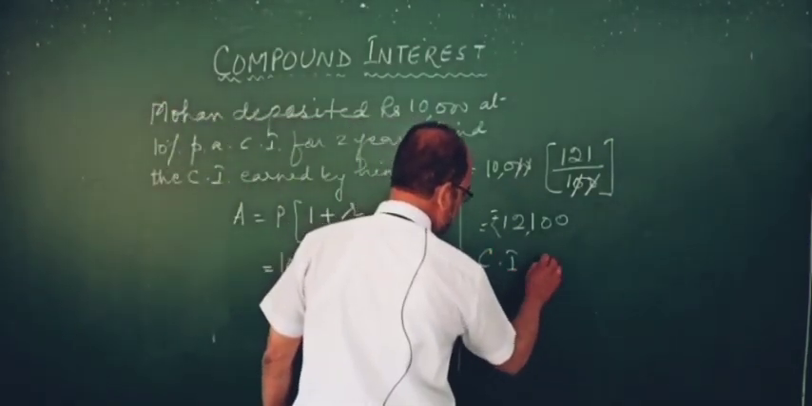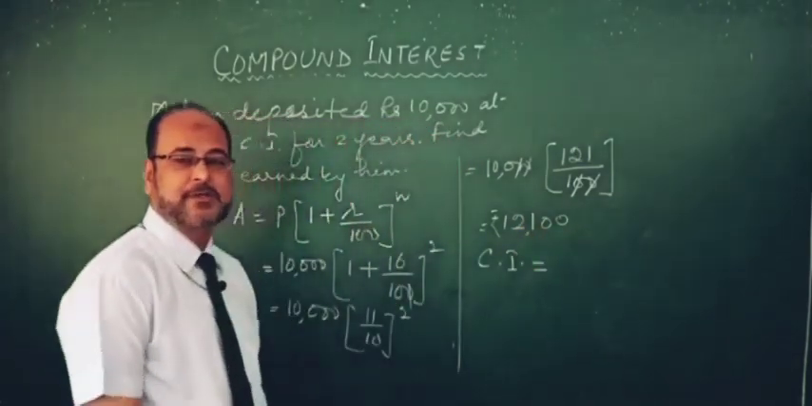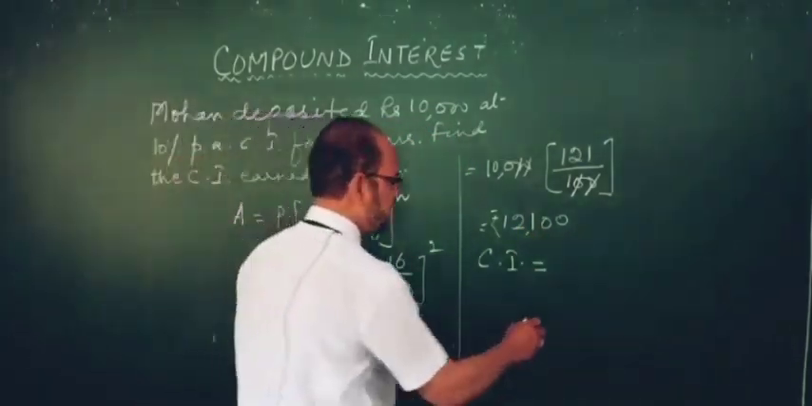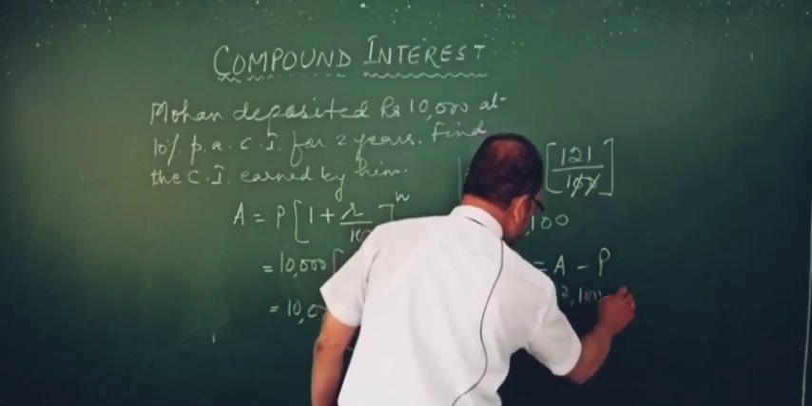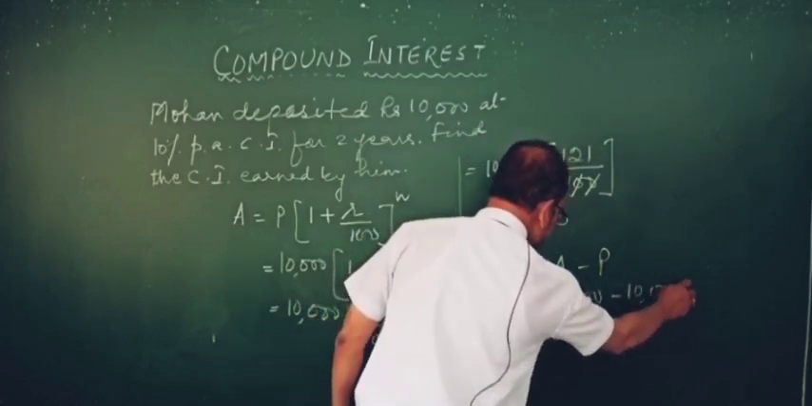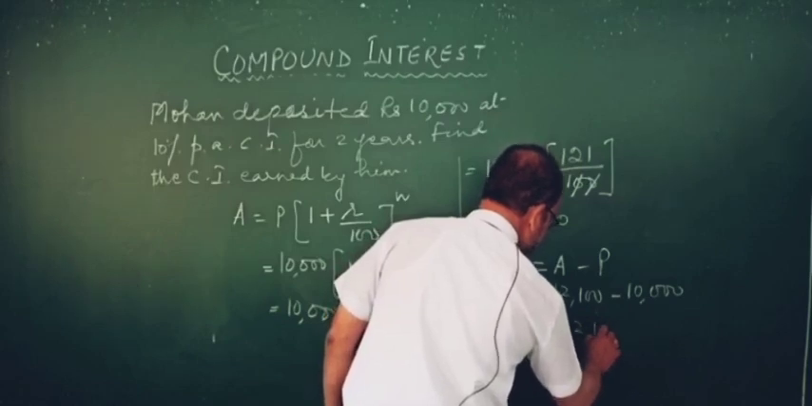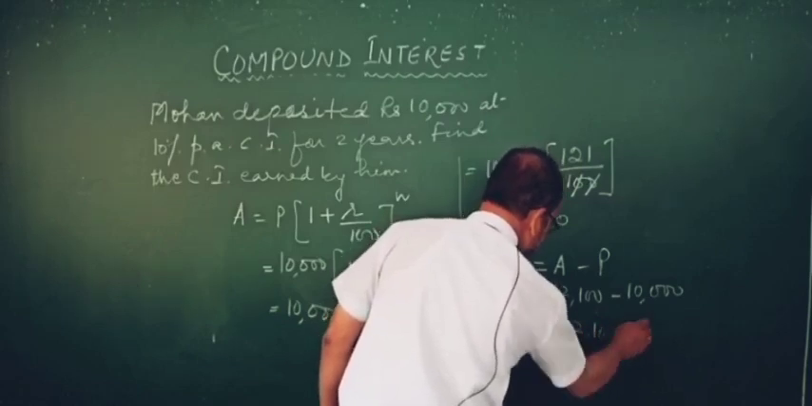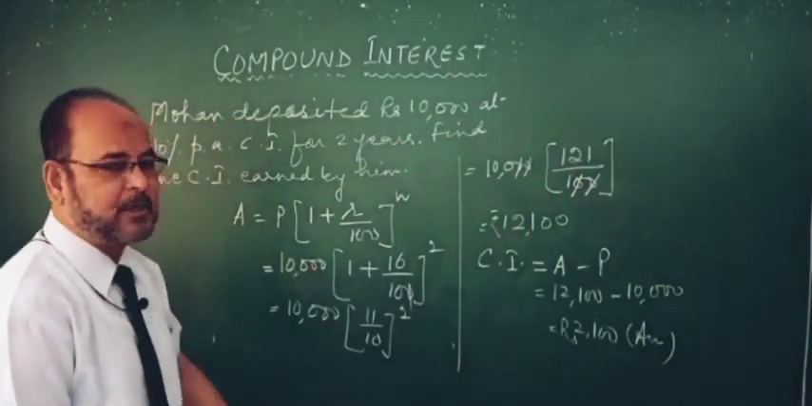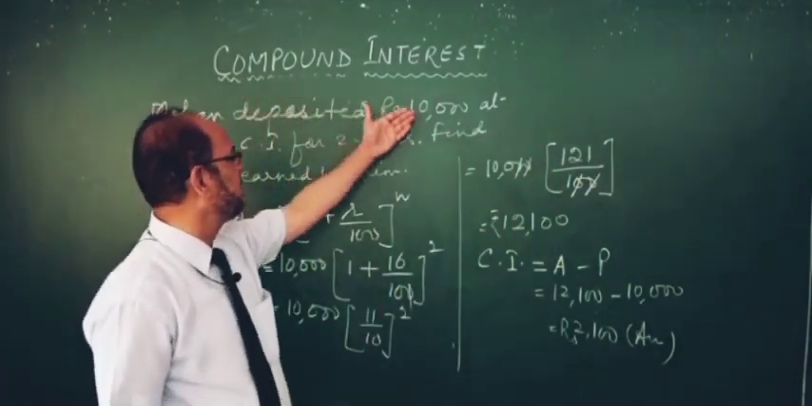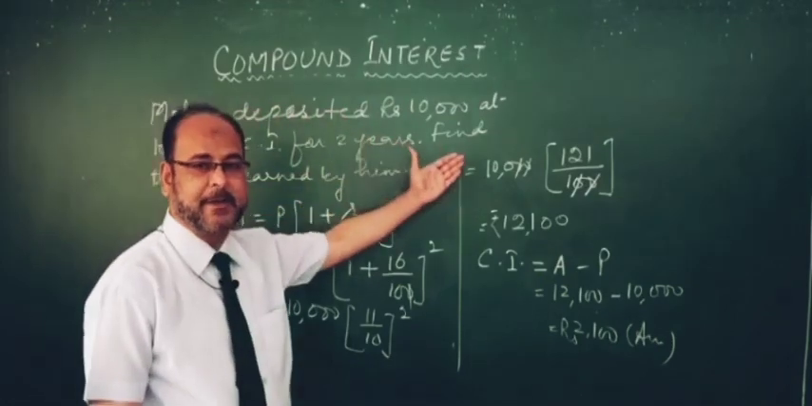So we will apply the formula of CI. CI equals to amount minus principal. Our amount is 12,100 and principal was 10,000. So our answer is 2,100 rupees. So this is our answer. This is the way we find compound interest if principal, rate and time are given.